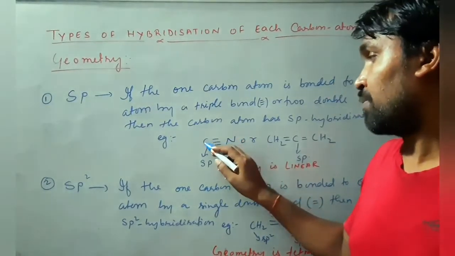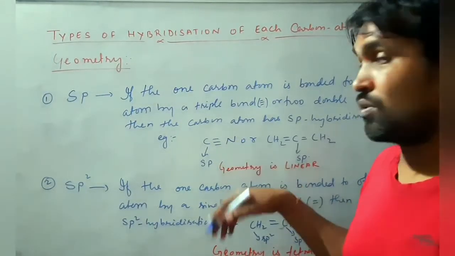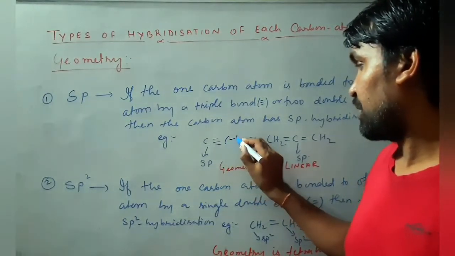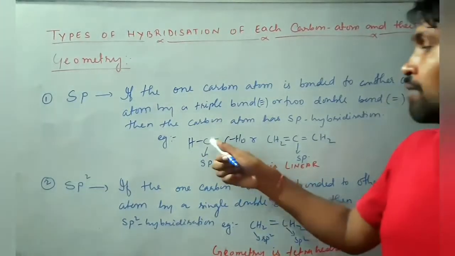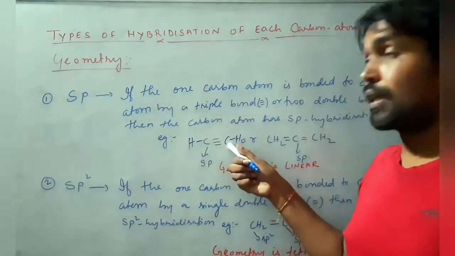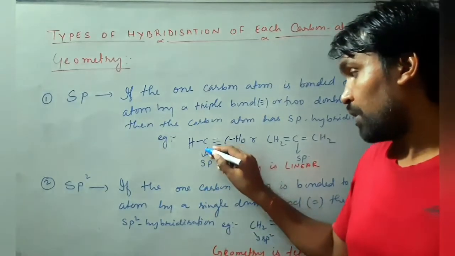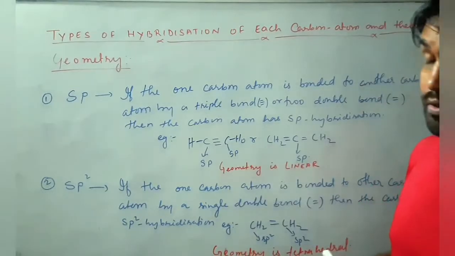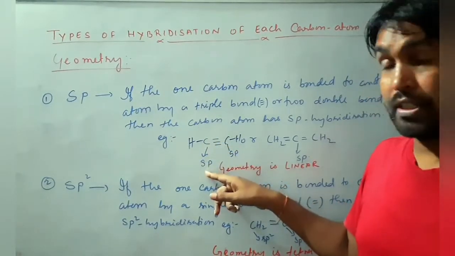Here you see this carbon atom is bonded to another atom. It can be carbon also, it can be hydrogen also, no problem. You just write H here and H here. So you see here one carbon atom is bonded to another carbon atom by which bond? Triple bond. Then both these carbons will have sp hybridization. Why? Because this carbon is also attached by a triple bond, so the hybridization is sp.